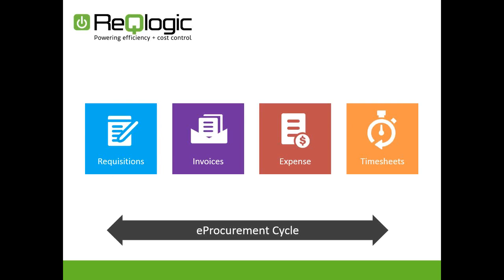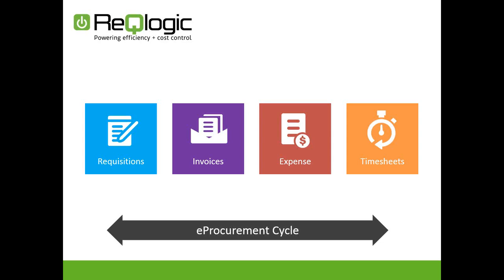Let's talk about what ReQlogic actually does. We're known for the requisitioning piece, but we actually do the full eProcurement cycle. So we can do the requisitioning piece, and that's what we've been doing for the last 15 years or so and doing it very well. But we also do other things in the cycle. We do the requisitions into the approval process, into a purchase order in Dynamics. We can do the receiving.